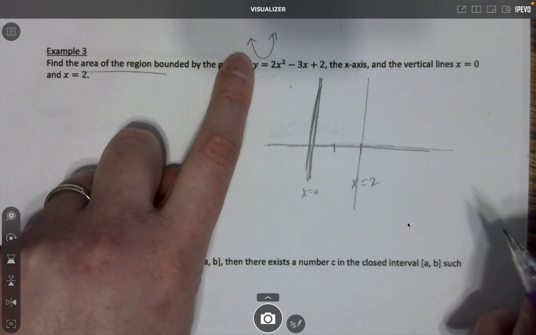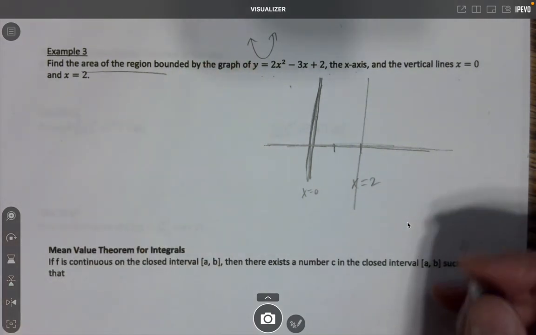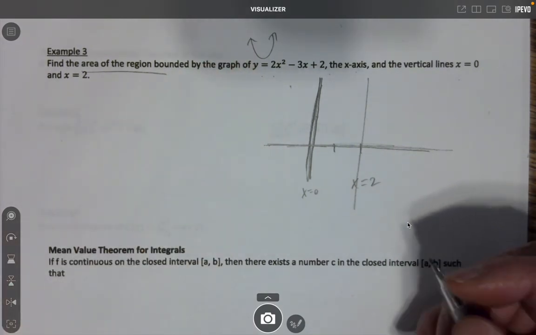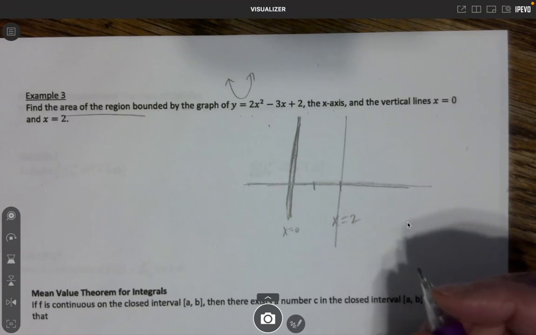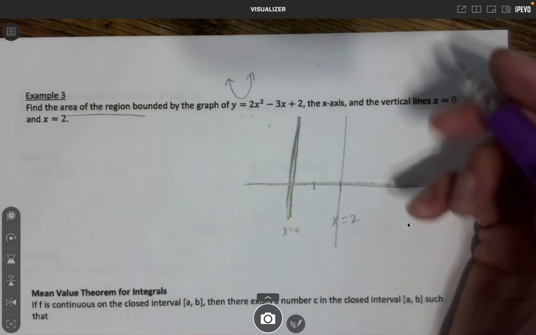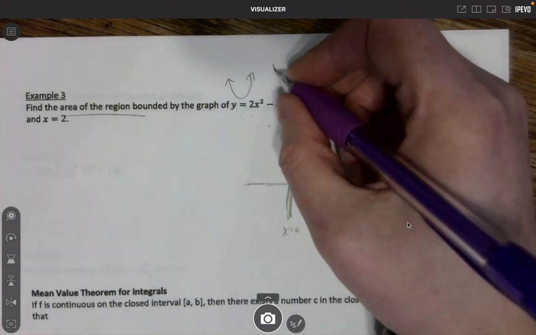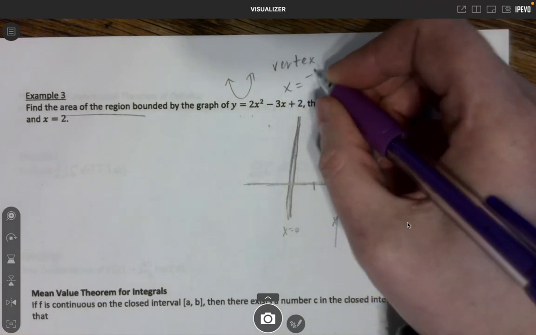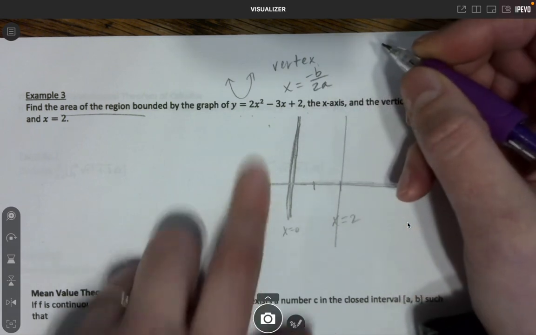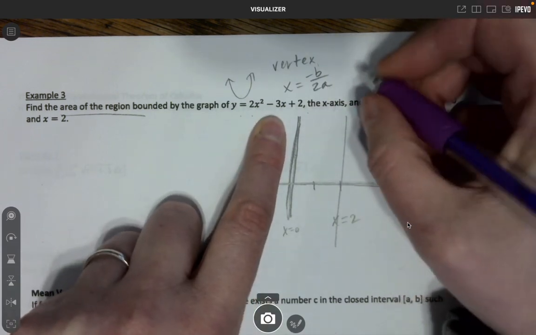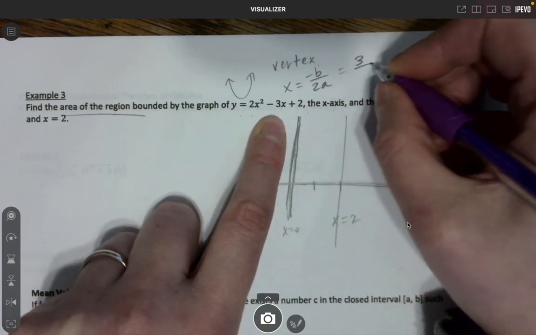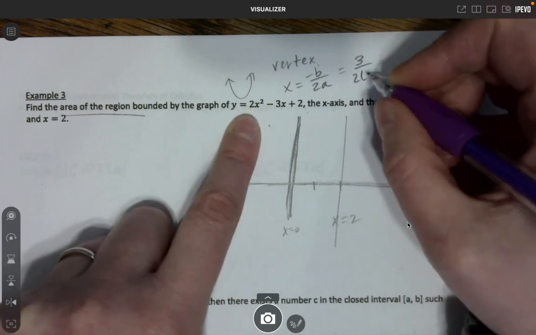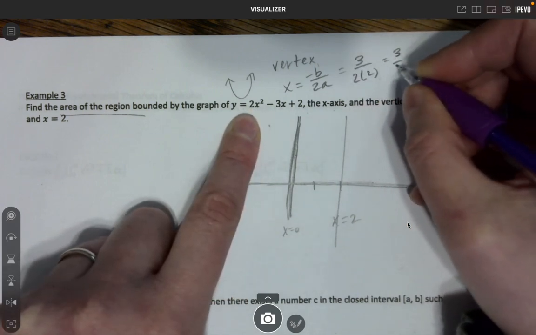But I need to figure out where this is at. So I probably want to figure out the vertex, right? So in order to figure out the vertex of a parabola, I could complete the square, or I could use that really easy trick. The vertex is going to have an x-coordinate of negative b over 2a. So if b is a negative 3, then this is going to be a positive 3 over 2 times a is 2, so positive 3/4.